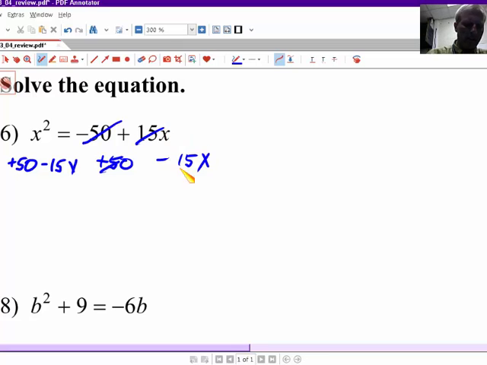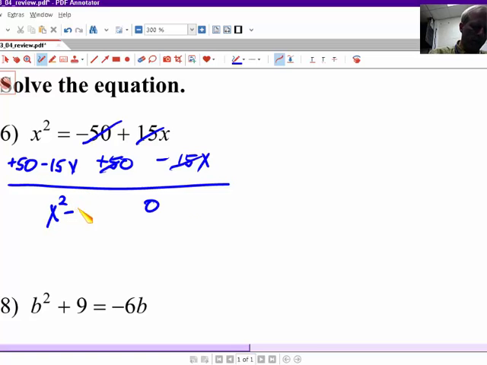That causes the right side to become x squared, or 0, and the left side to be x squared minus 15x plus 50. Now at this point I could use the quadratic formula, but if I look at it I think I can factor this, and yes I can.